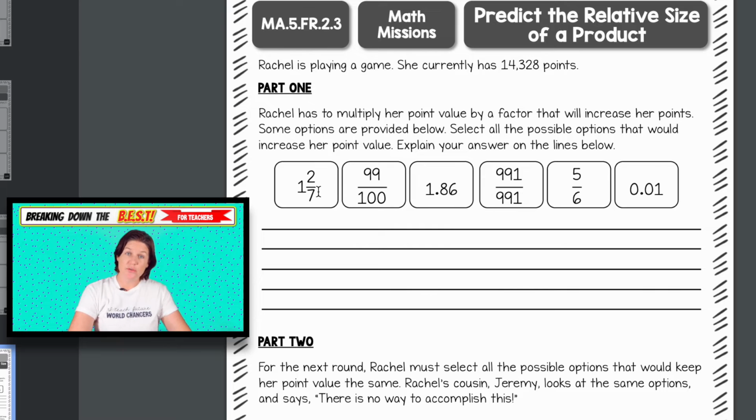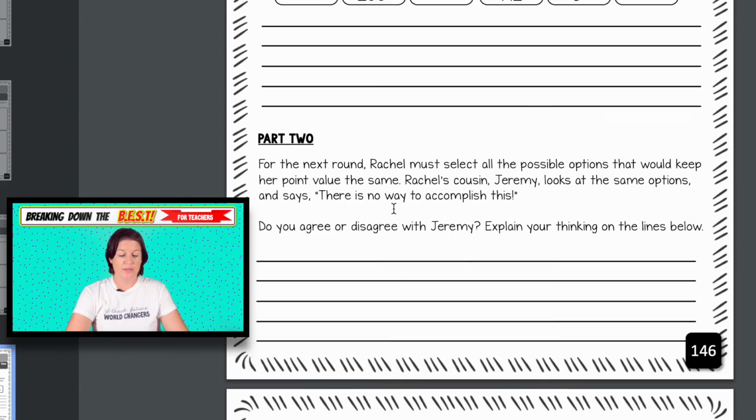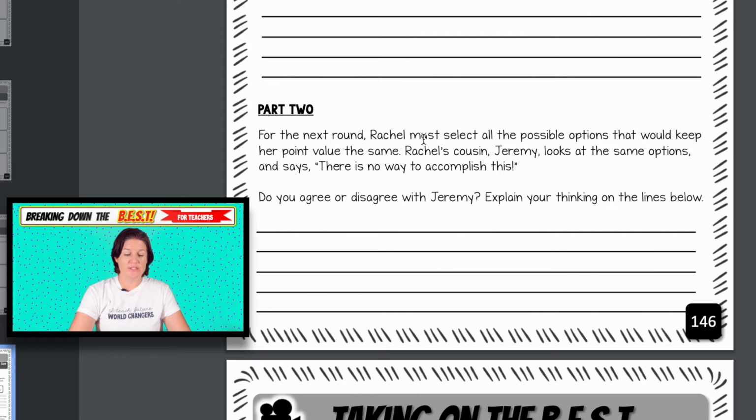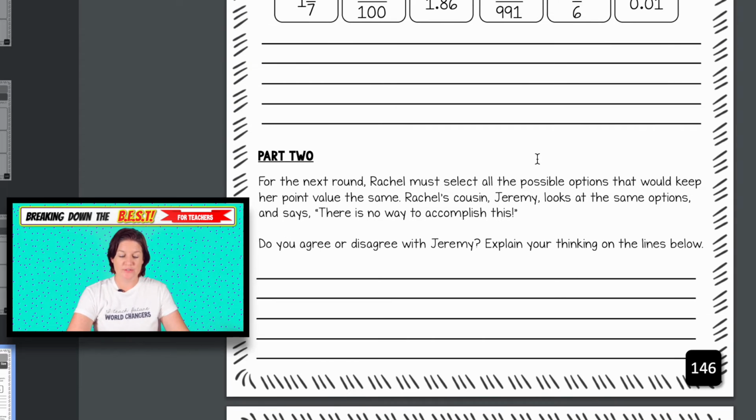So what Rachel needs to do is obviously find the factors that are going to be greater than 1. For part 2, for the next round, Rachel must select all the possible options that would keep her point values the same. Her cousin Jeremy looks at the same options and says there's no way to accomplish this. Do you agree or disagree with Jeremy?